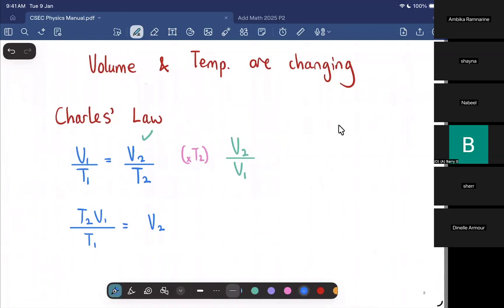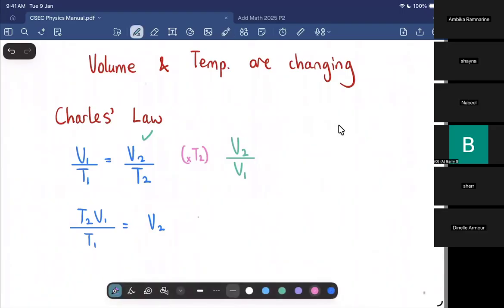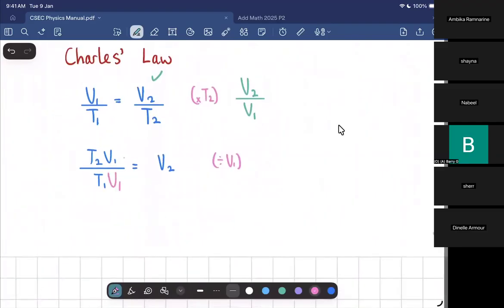All right. Okay, so Adil, we got rid of the T2, right? So right now we only have V2. However, we need to get it over V1. So for me to get this over V1, what would I have to do on both sides? Divide by V1. Yes, I would have to divide by V1 on both sides. If I divide by V1 on the left-hand side, what's going to happen? It will cancel off. Exactly. So then my answer boils down to T2 over T1 is equal to V2 over V1.